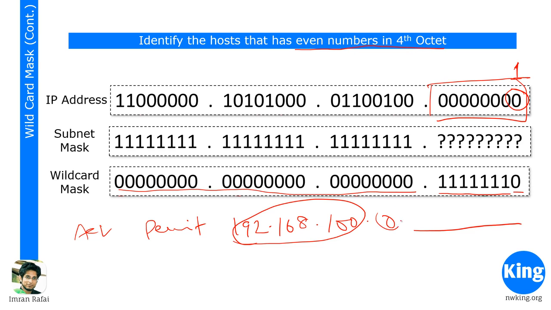It has to match with this 0. That means it has to be a 0. If at all it's a 1, it will be a deny; you have a deny any at the bottom, so it will go to deny any. But only if it's matching. If it is a 0, that means this number is always an even number.